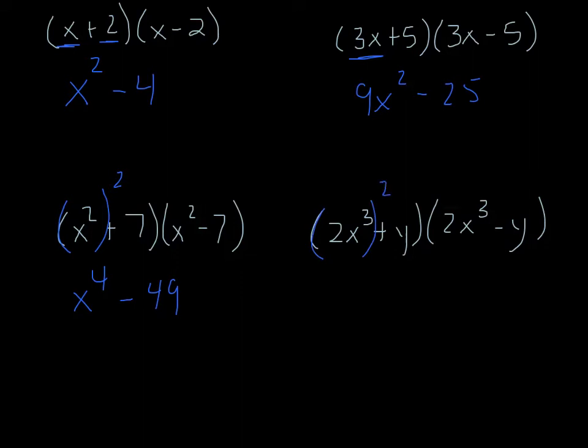And then we have 2x to the 3rd, squared. So 2 squared is 4, and x to the 3rd times x to the 3rd makes x to the 6th, minus y squared. That's it. Pretty simple.